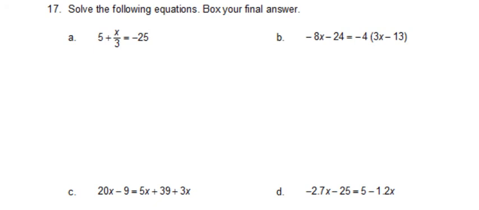3x minus 13. C. 20x minus 9 equals 5x plus 39 plus 3x. D. Negative 2.7x minus 25 equals 5 minus 1.2x. Be sure to answer all 4 parts of question 17. This is the end of question 17.